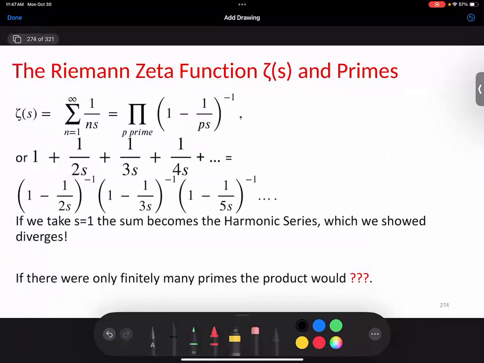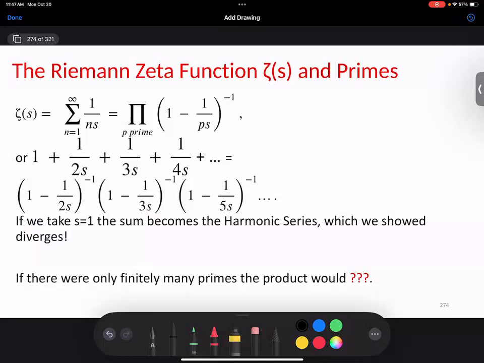And so here's one proof. If we take s equals 1, then the sum becomes the harmonic series. What do you know about the harmonic series? It diverges. If there were only finitely many primes, what would be true about the product? Converges. Therefore, there must be infinitely many primes.